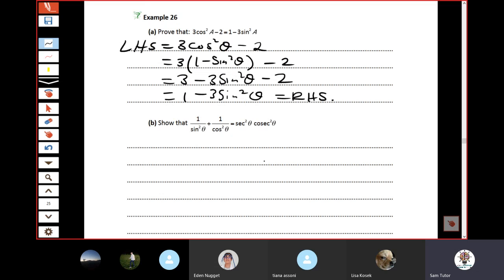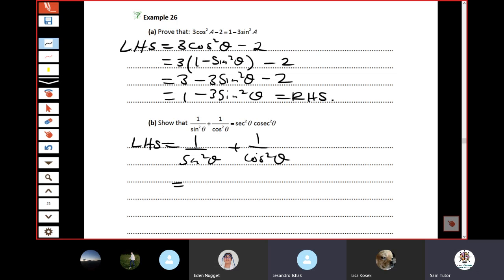Okay, next one. Lissandro, let's do this one together. Alright. What's the first thing you're going to do? What's the first thing you're going to write as well? Rewrite the left hand side, sorry. Left-hand side equals 1 on sine squared plus 1 on cos squared.